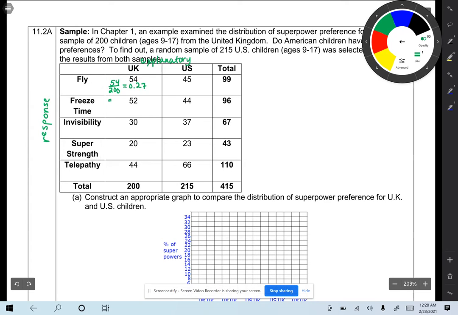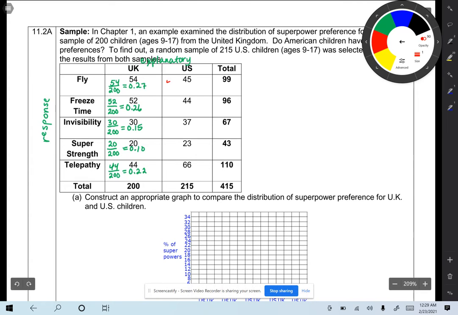And then 52 out of 200, which is 0.26. 30 out of 200 choose invisibility, 0.15. 20 out of 200, 0.10. And lastly, 44 out of 200, 0.22. Do the same thing for US.